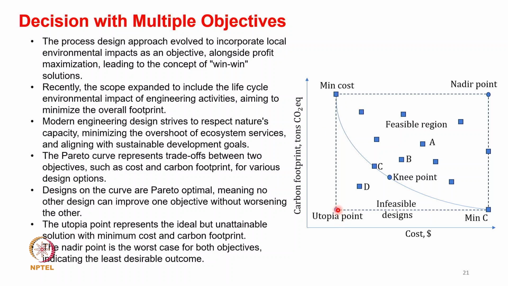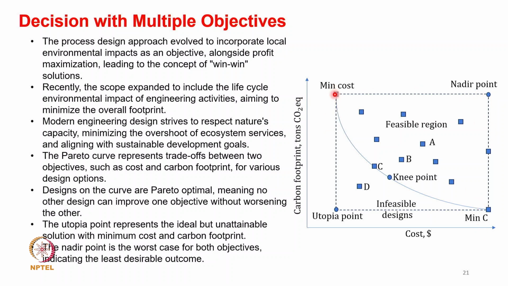And you have the utopia point, wherein you say that it is the ideal case wherein you have the minimum cost and minimum carbon footprints, which is an unattainable process, and we have the nadir point wherein you have the worst case for both objectives. So you have the carbon footprint is maximum and the cost is also maximum.